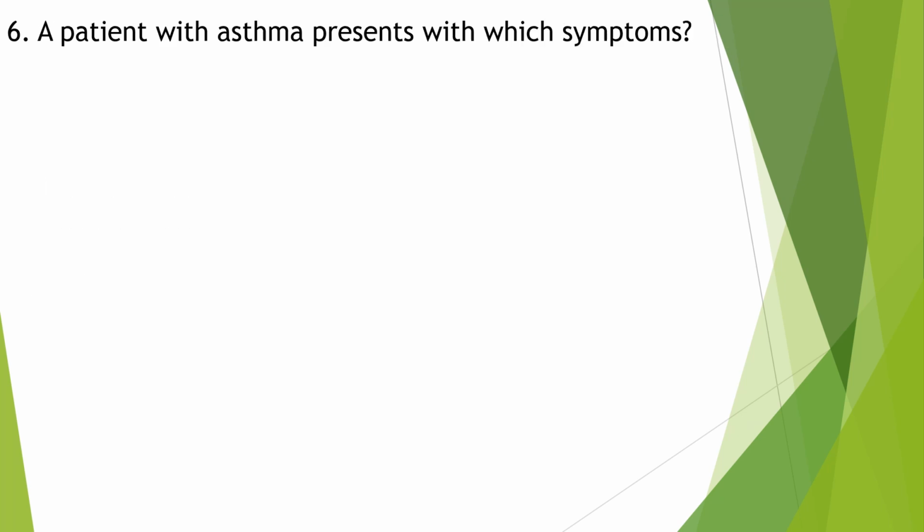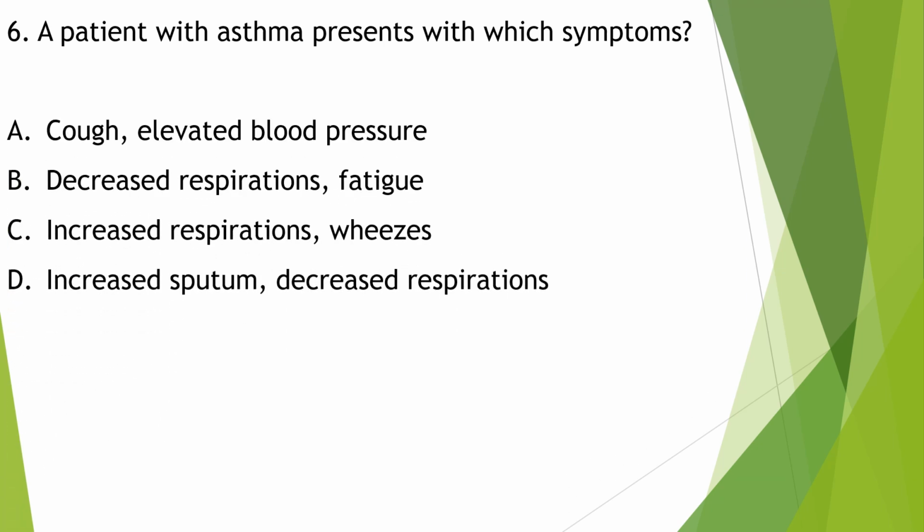A patient with asthma presents with which symptoms? Cough, elevated BP, decreased respirations and fatigue; increased respiration, wheezes, increased sputum; and decreased respiration. So an asthma patient will show increased respiration and wheezes. Cough is present but there won't be elevated blood pressure. The respirations are increased, not decreased.